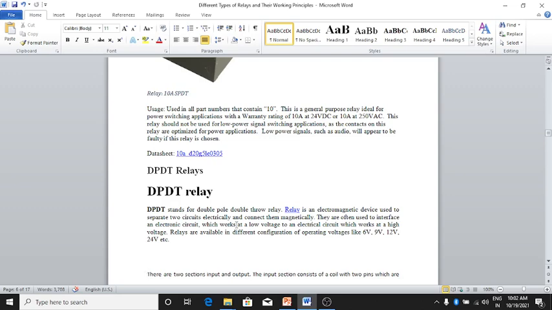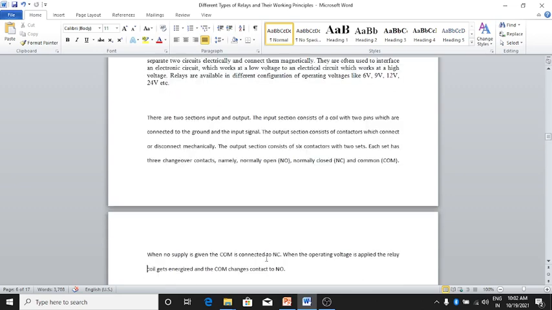A relay is an electromagnetic device used to separate two circuits electrically and connect them magnetically. They are often used to interface an electric circuit which works at a low voltage to an electrical circuit which works at a high voltage. Relays are available in different operating voltages like 6 volt, 9 volt, 12 volt, 24 volt. Here there are two sections, input and output. The input section consists of a coil and two inputs which are connected to the ground and the input signal.